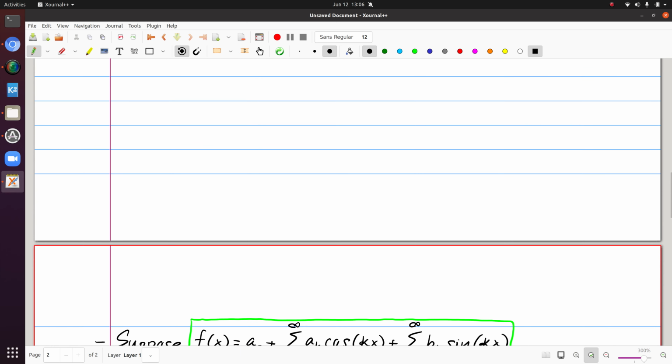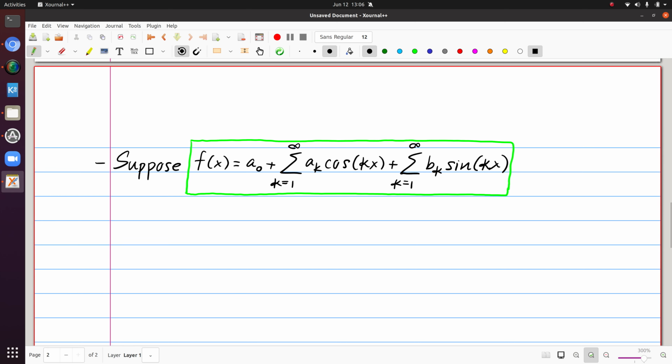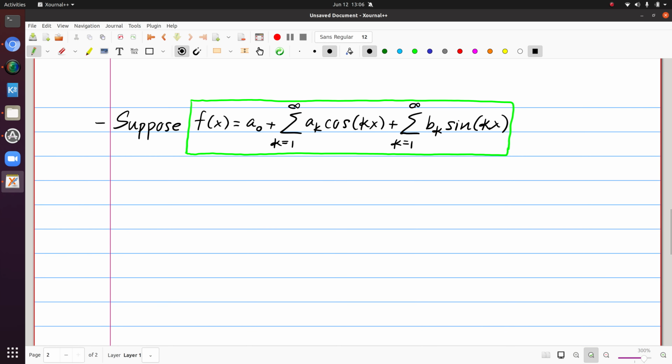But the underlying assumption we're going to make here is that it's possible to write our 2 pi periodic function f of x in the form of a Fourier series. So let's assume that's true and then figure out how we would have to define those coefficients in order for those two sides to be equal. So the first thing I'd like to look at is where we get the formula for the additive constant a sub 0. So I'm going to take the equation in the green box and let's integrate both sides.